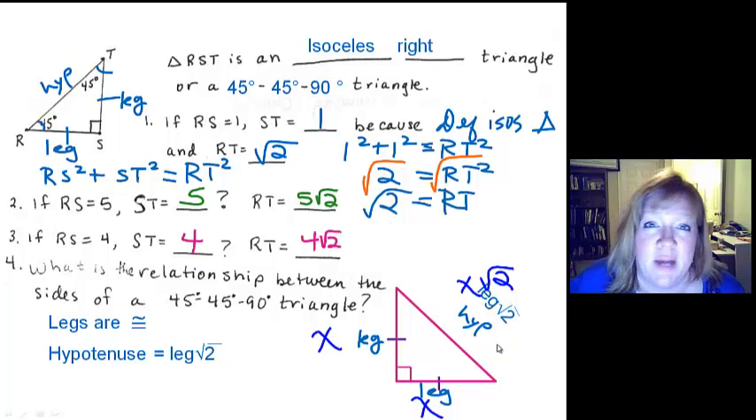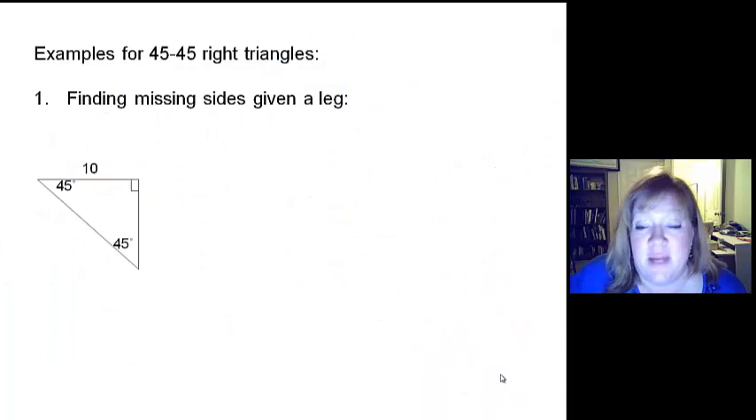Something to keep in mind when we're finding missing sides of triangles, especially these special ones: if you are going from a smaller side to a longer side, you're going to multiply. If you're going from a longer side to a shorter side, you're going to divide. So keep that in mind as you go through these.